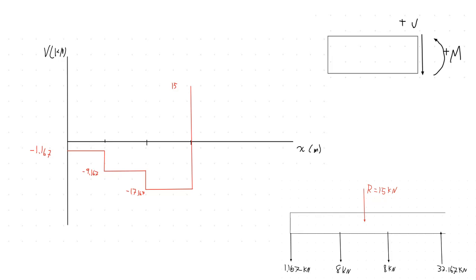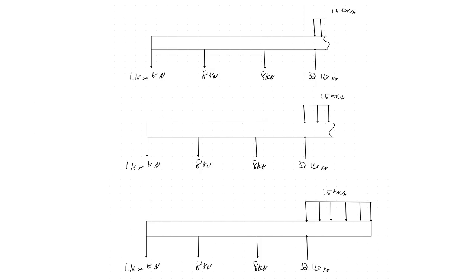Now the tricky part is we have a distributed load. That distributed load is a constant 15 kilonewtons per meter across the full meter that the load is distributed. So for the first little bit, we're going to have a little bit of force. When we get halfway, we'll have 7.5 kilonewtons of force, and when we get all the way to the end, we'll have the full 15 kilonewtons of force going down.